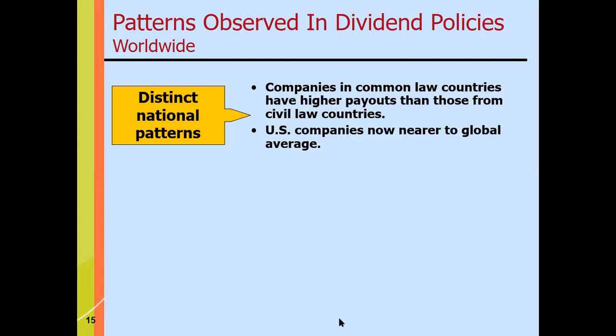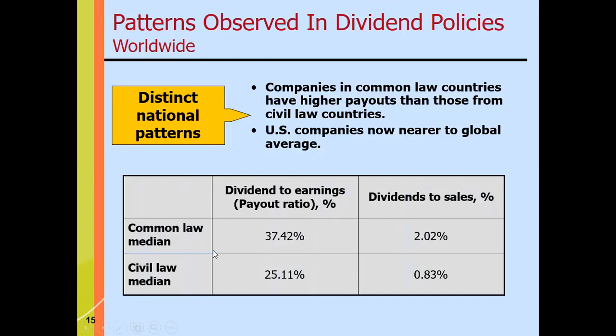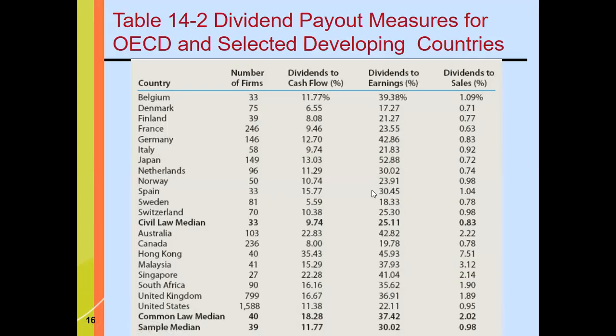Whereas civil law is based really on codified, written laws, and our analysis and judgments would be based on what's written. So that's the difference between the two. US companies are now nearer to the global average because it has been found that more common law countries have higher payouts than the civil law countries. Okay, so here's an example. The common law median is higher than civil law, as well as the dividends over sales. And we can see that here.